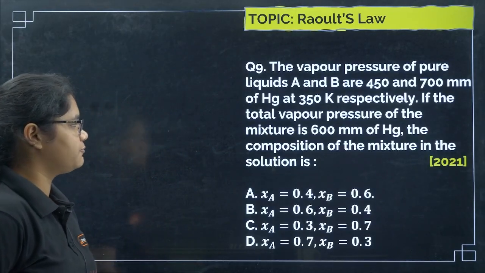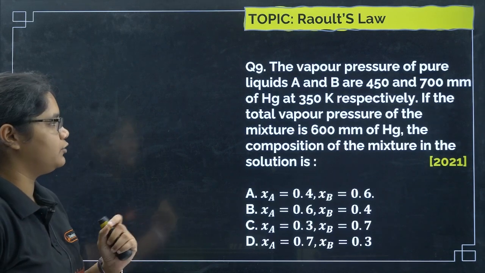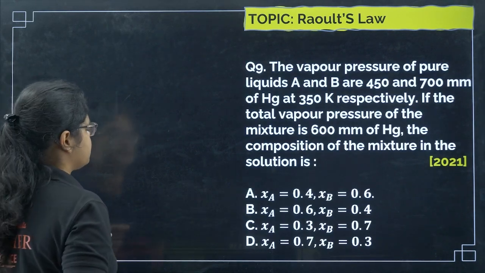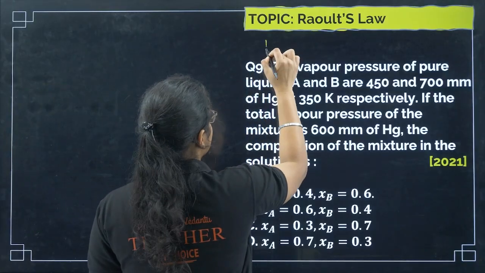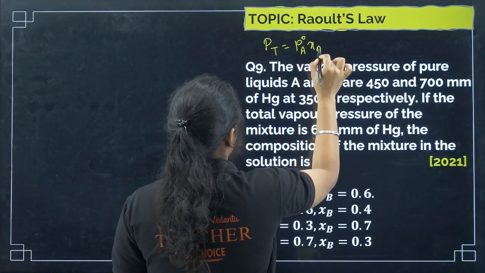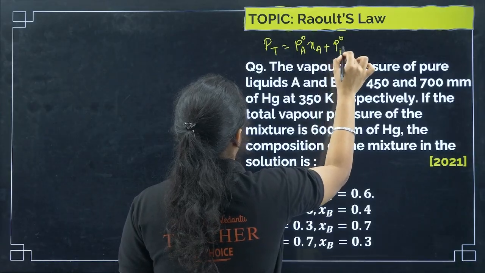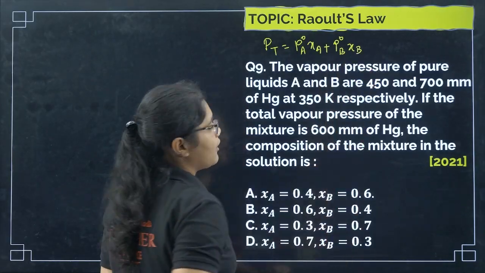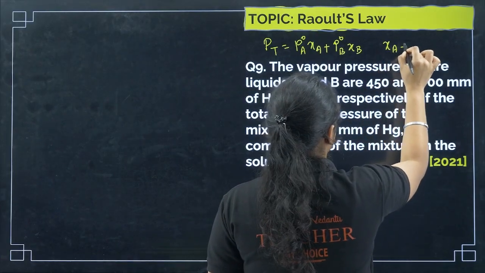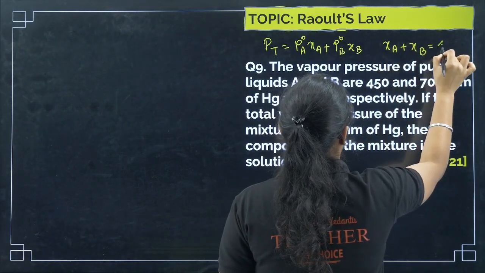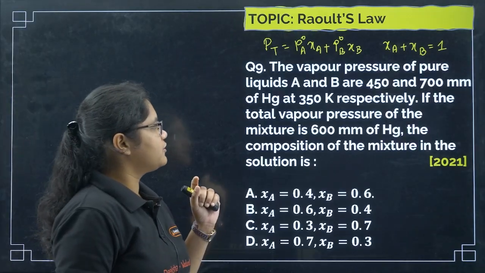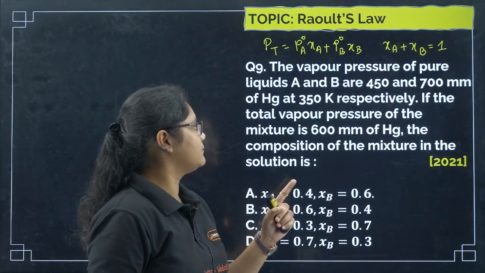The vapor pressure of pure liquid A and B are given to you, 450 and 700. So before that, let me just revise what is Raoult's law. If you remember, P total equals P naught A XA plus P naught B XB. That is the Raoult's law. And one more formula you should know is the mole fraction: XA plus XB is equal to 1. Right? Fine.